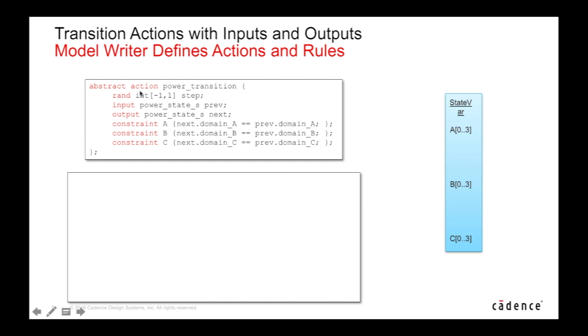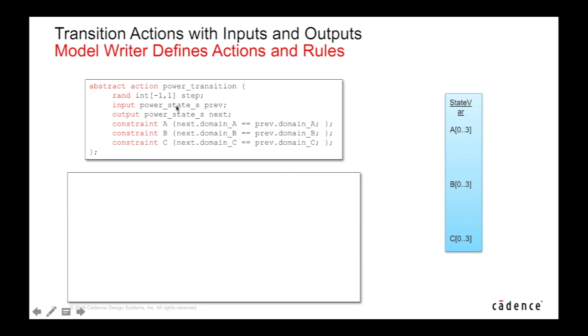It's an abstract action, which means you cannot instantiate that power transition. This is a superclass, so abstract action power transition. And here we are. Part of the attribute is the step. As you remember, we can go only consecutive, so you can go either minus or plus. These are the steps.